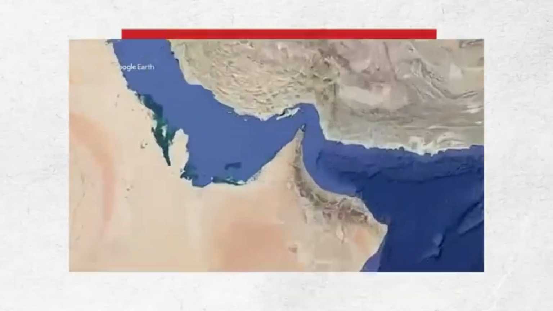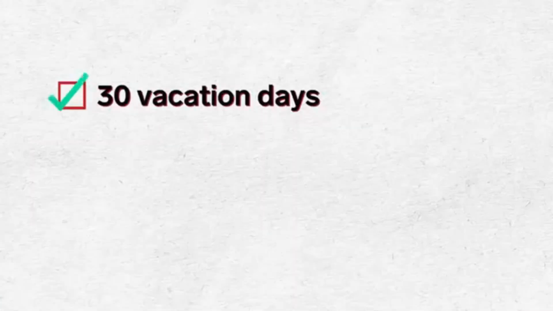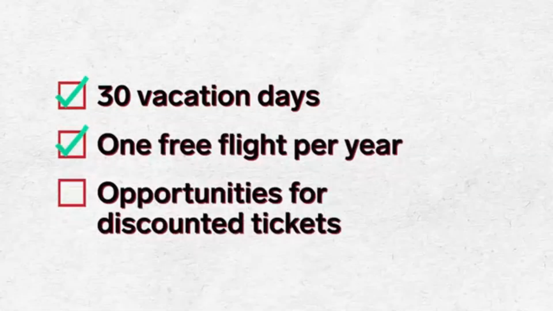Plus, they get free housing in Dubai, not far from the airport. They get 30 vacation days, 1 free flight a year, and can nominate friends and family for discounted tickets. The perks of this job especially would be the concessionary tickets that we get, and not just for me but for my family and friends as well. So I don't really have to travel on my own or travel with just my crew friends. I can travel with my friends who are not flying as well.